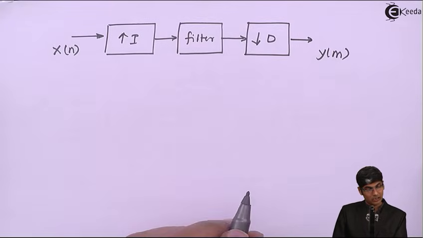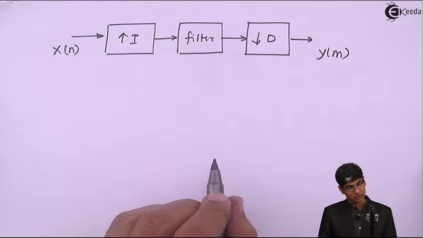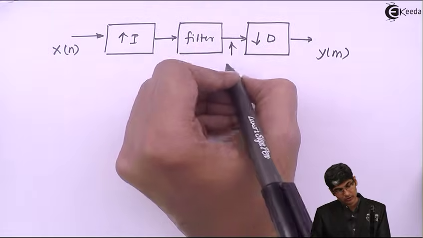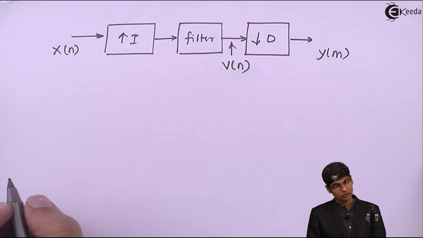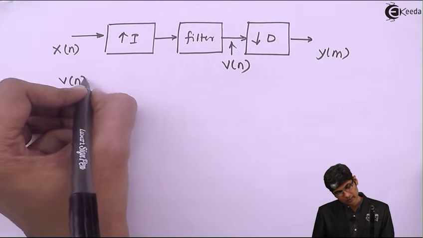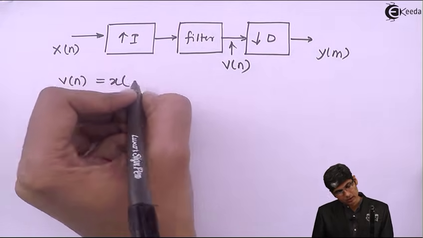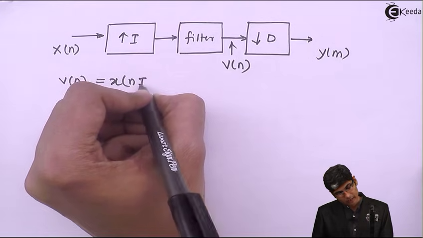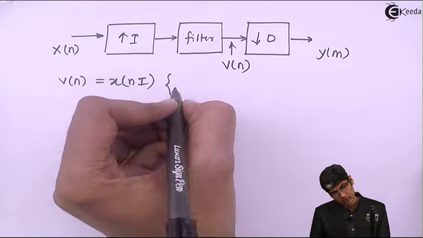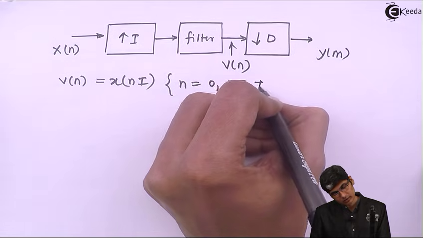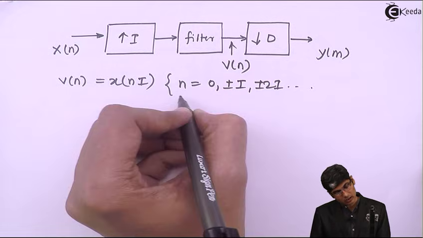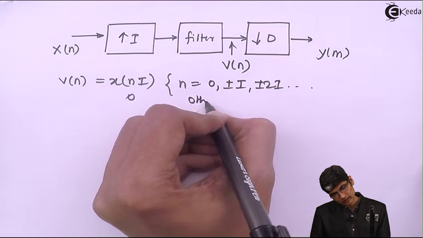Okay, let's say we create a dummy at this point, which we call v of n. And we know that v of n will be equal to x of n over I, for n taking values 0, plus or minus I, plus or minus 2I and so on, and is 0 otherwise.